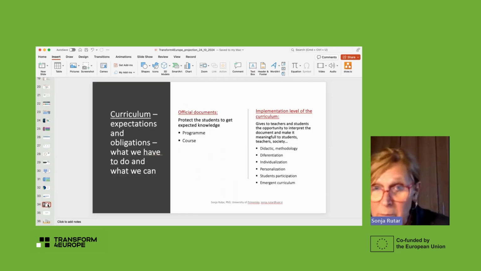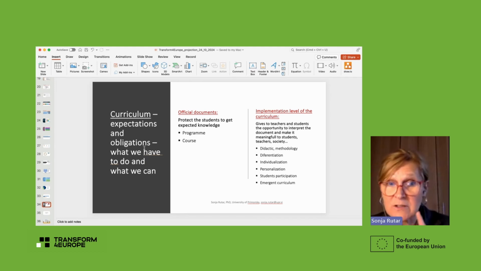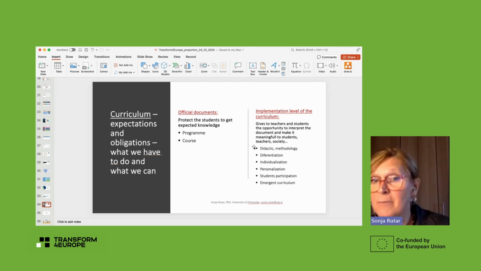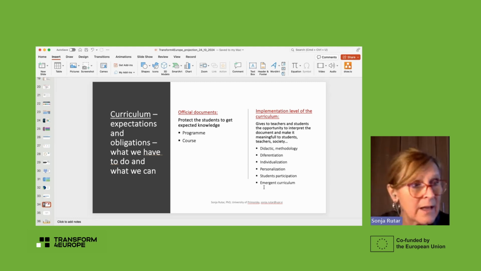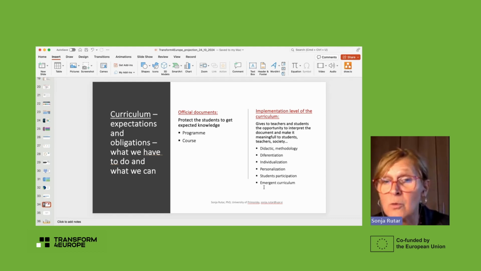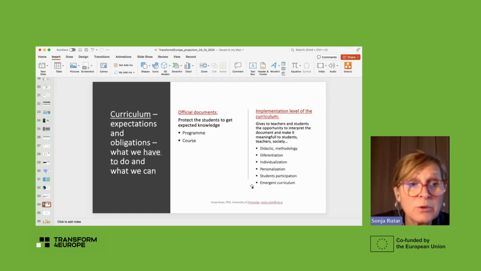Well, I would like to show you one more thing. Expectations and obligations. Official documents are program and courses. Our part is didactic, methodology, differentiation, individualization, personalization, students' participation, and emergent curriculum. And I think that during our discussion it comes into place that those things are really important, and it's not only the case in the lower educational levels, but also here at the university. Otherwise, students are not really motivated to learn.